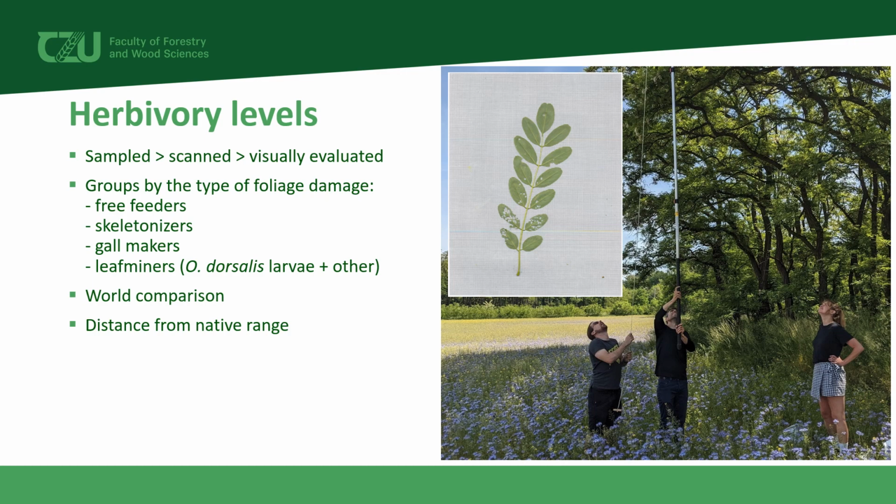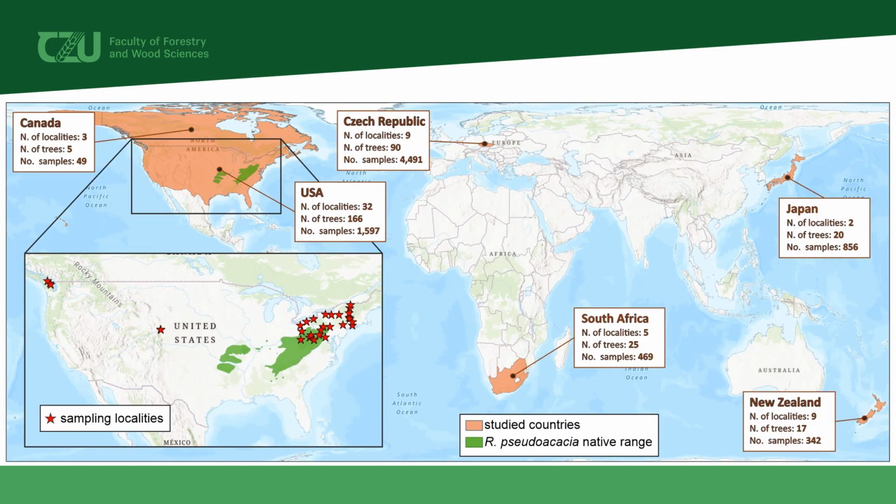Within the category of leaf miners, we distinguish between larvae of the leaf beetle Odontota dorsalis and other types, primarily represented by various species of gracilarid moths. Then we look into how damage compares among studied regions and how it is influenced by distance from native range. Our research involved collecting samples from 6 countries across the globe as illustrated on the map, including the Czech Republic, Japan, South Africa, New Zealand, Canada, and most significantly the USA, encompassing both native and non-native ranges.